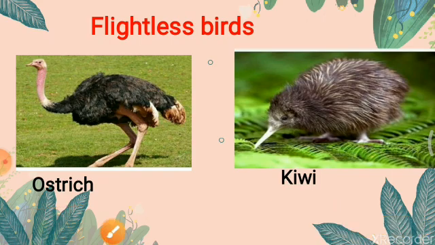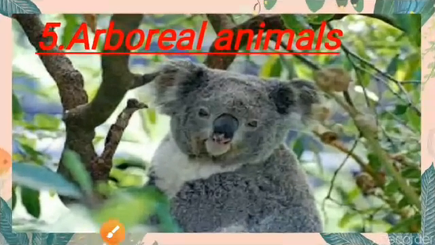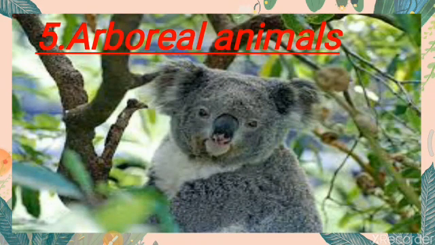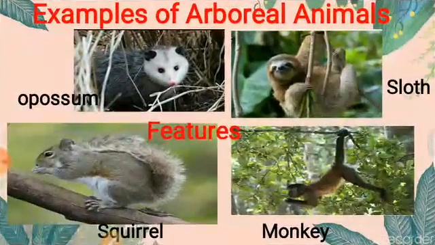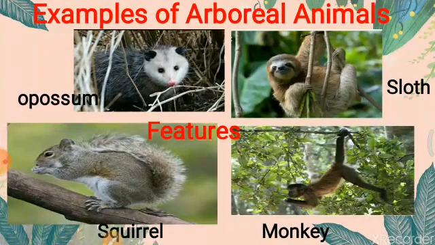Let's talk about our last type of animal, that is arboreal animals. Arboreal animals spend most part of their lives on trees. They eat, they sleep, and play in the tree canopy. Let's see some examples. Opossum, sloth, squirrel, monkeys are the examples of arboreal animals.